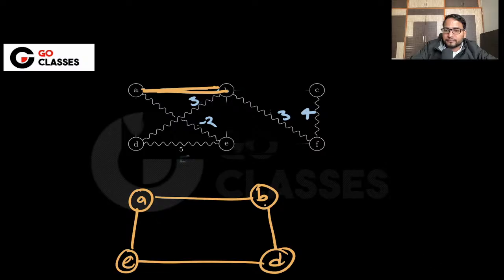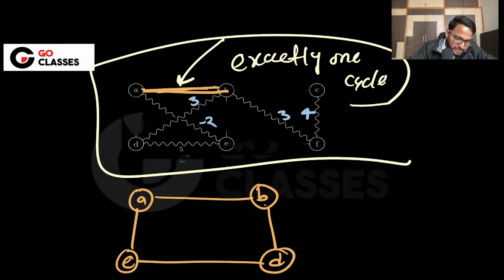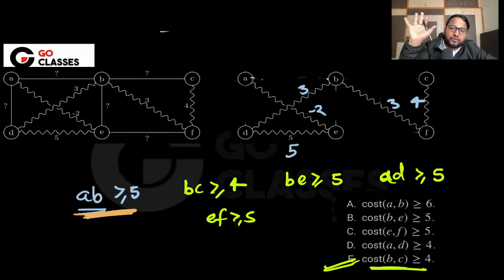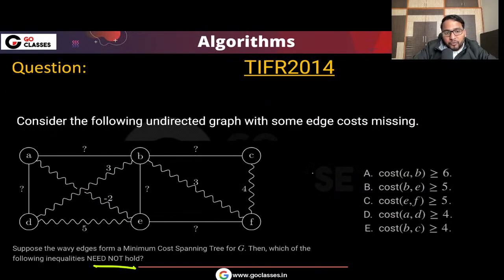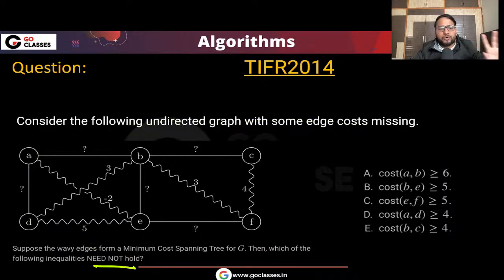Okay. So bringing one edge will form exactly one cycle. You just need to see with whom it is forming the cycle. What is the heaviest edge in the cycle it is forming? And this is the best way to solve these kinds of questions. I can tell you one thing: with this kind of question, it will be very, very confusing if you don't follow this method.